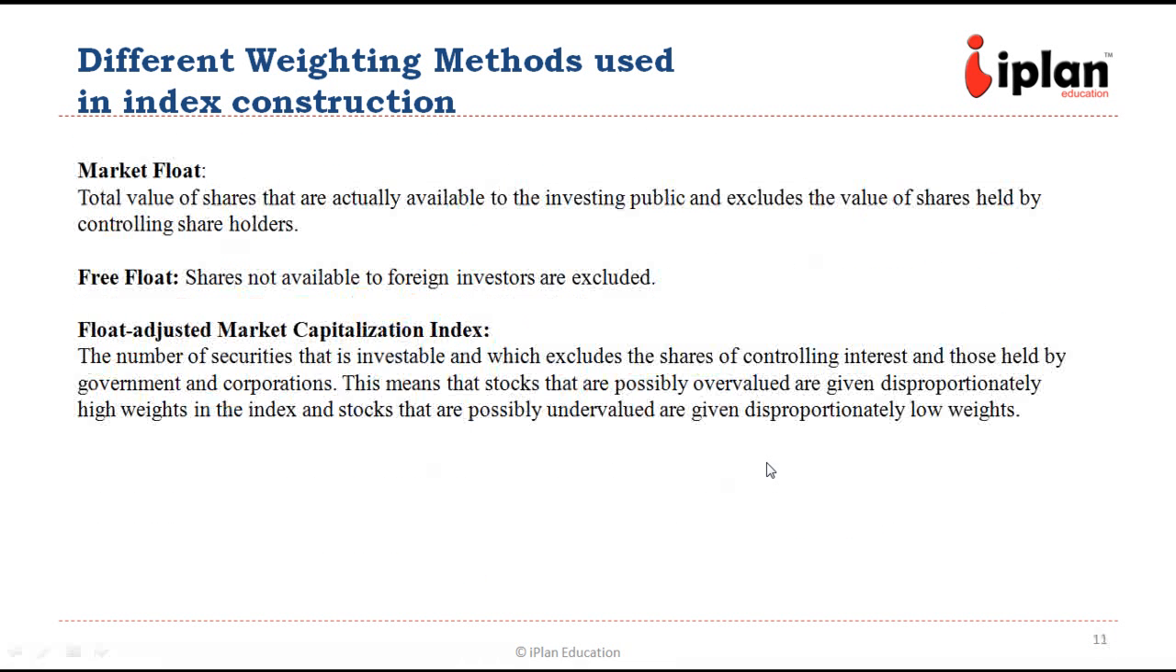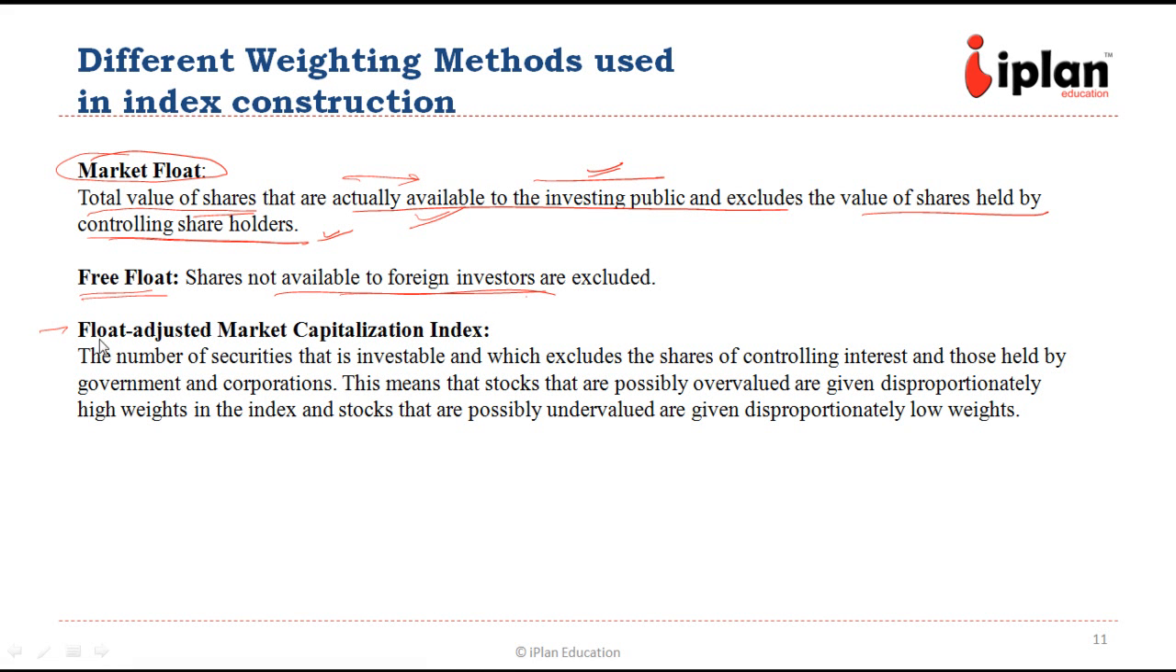Now let us look at another method, which is market float. Earlier we were looking at the total market capitalization of the companies. Here we look at the total value of shares which are actually available to the investing public, excluding the value of shares held by controlling shareholders, who are not trading their shares in the market. So we are excluding them and calculating the index value based on the actually available shares, which is market float. Similarly, we have free float, where we exclude even the shares which are not available to foreign investors.